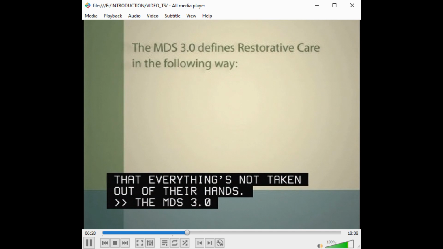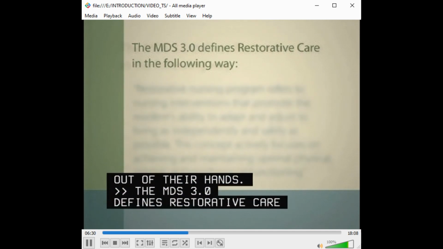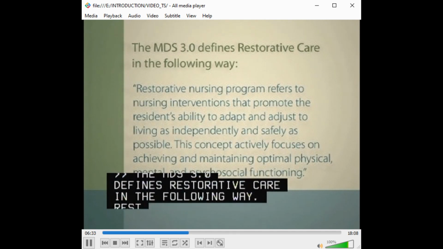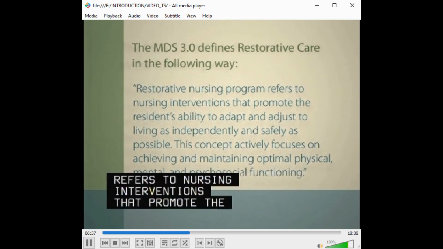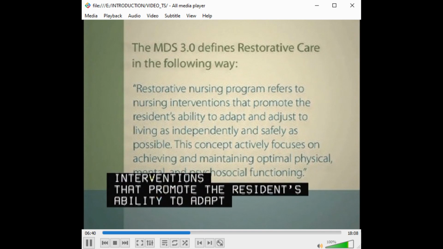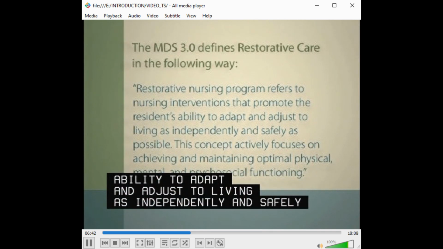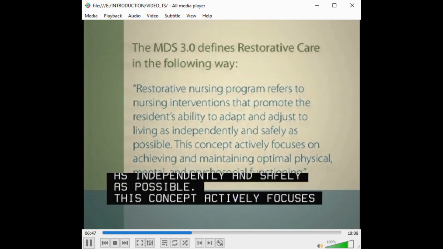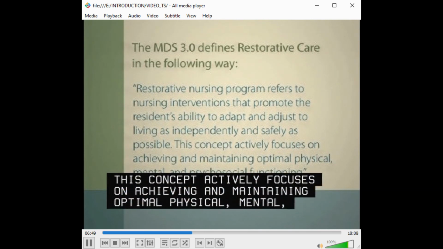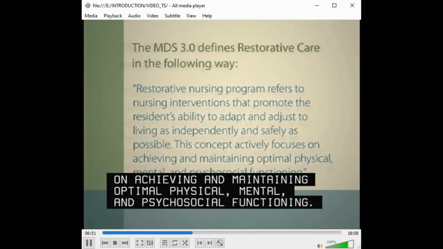The MDS 3.0 defines restorative care in the following way. Restorative nursing program refers to nursing interventions that promote the resident's ability to adapt and adjust to living as independently and safely as possible. This concept actively focuses on achieving and maintaining optimal physical, mental, and psychosocial functioning.